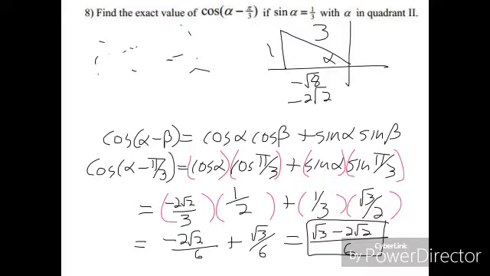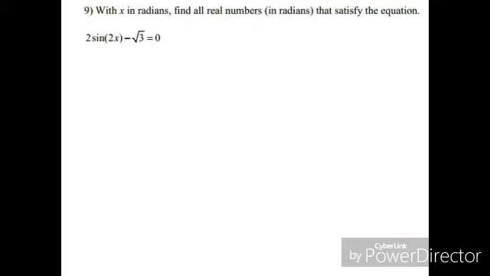Okay, no calculator, so we didn't need it. Next question. x is in radians, find all real numbers. Important that it says find all real numbers in radians. So this is going to be like a plus 2k pi kind of problem.